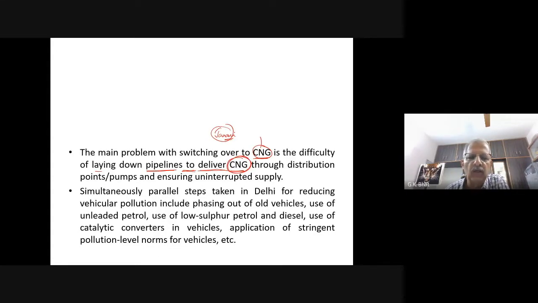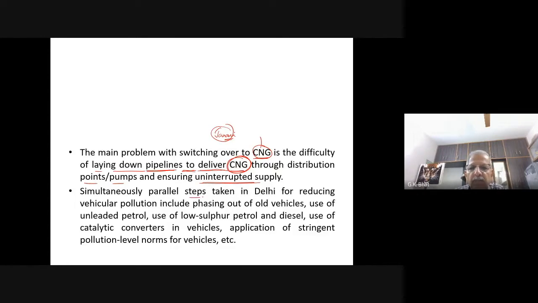You don't know. Okay. So the difficulty is that in most cities it is not there, because it is difficult to lay down pipeline to deliver the CNG to distribution points and pumps and ensure uninterrupted supply. Therefore, in many cities, even CNG has not started. Even in Bangalore, we have CNG only in very limited places.